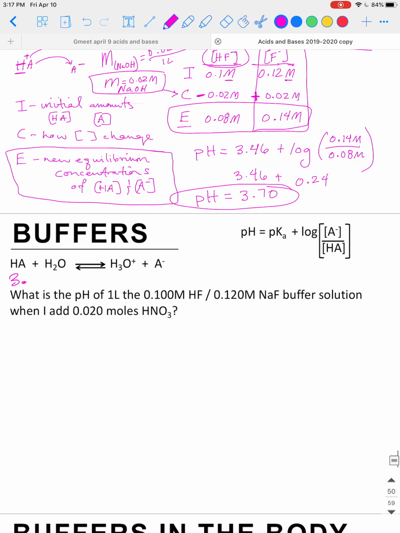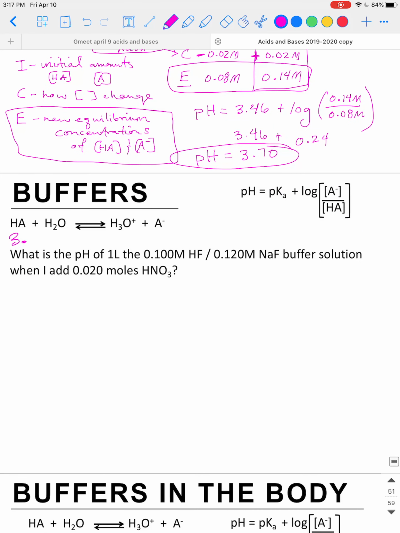Really long, because that is only step 2, although I'm taking time to explain it as we go. You won't have to do that when you work these out. Step 3. So now we're going to figure out how pH changes. It says, what is the pH of 1 liter of the same buffer solution, 0.1 molar HF, 0.12 molar NaF, when I add 0.02 moles of HNO3?